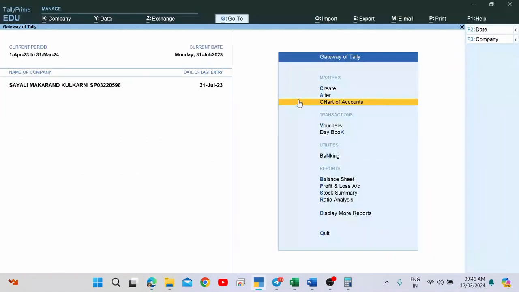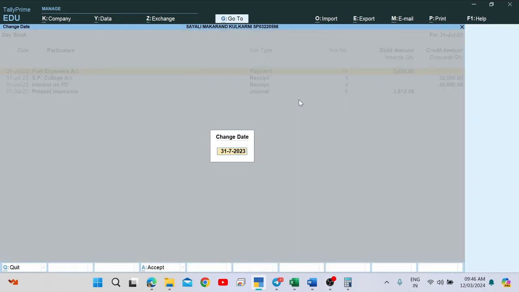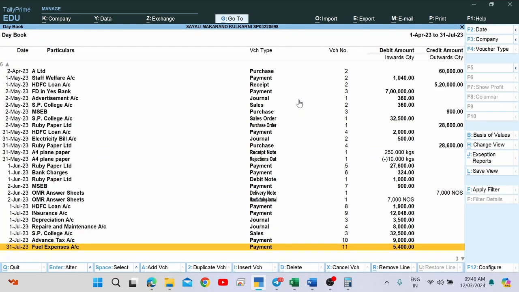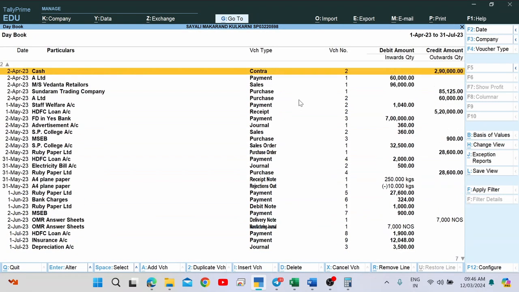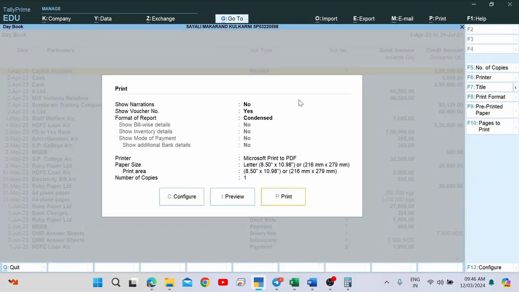Okay, then in Tally, under Display More Reports, you will get Day Book. And then the date, remove the date. How can you remove it? With the space bar or with the Escape button. Okay, removing that, you will get the day book like this, and then just press Control P. Here we have already selected the PDF printer, no need to change it again, but just change the setting, Configure.